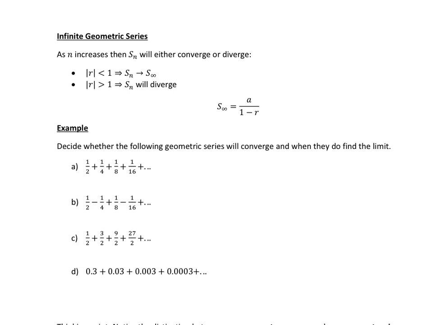Now, if the modulus of r is less than 1, in other words, if r is between minus 1 and 1, then my sum to infinity, my Sn, will converge towards a limit, and I write that limit as S infinity. That just means the number it converges to. However, if the modulus of r is bigger than 1, so r is bigger than 1 or r is less than minus 1, then it will diverge. And it's not hard to see why.